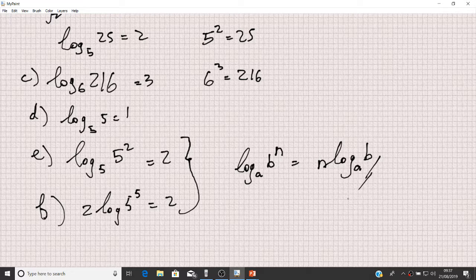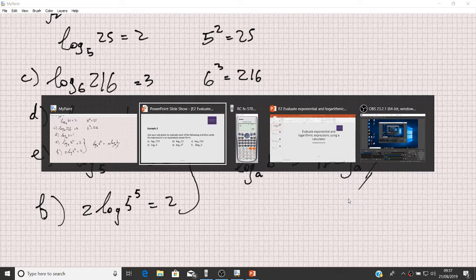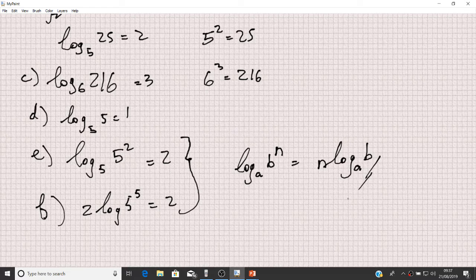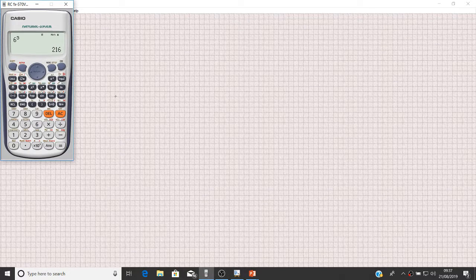So the final example we look at in this video is example 3. We use the calculator to evaluate the following, and this time we're looking at ln on the calculator. So let's just take the first one, ln 2. I'll bring up the calculator. We've got the ln button. Now the first thing we're trying to do is ln 2, close bracket. So ln 2 will give me a decimal figure, and I'll say again three significant figures, 0.693.